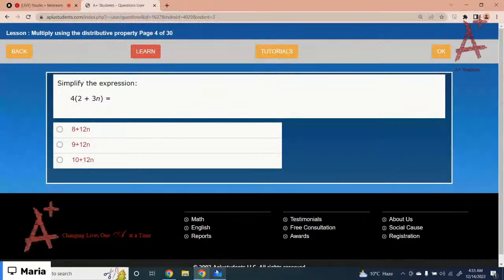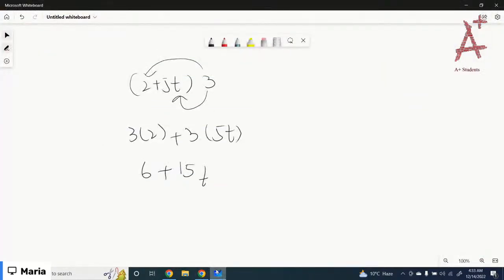What is 21? You cannot add 6 and 15t. They are two different things. 15 has a variable t. You cannot add them.